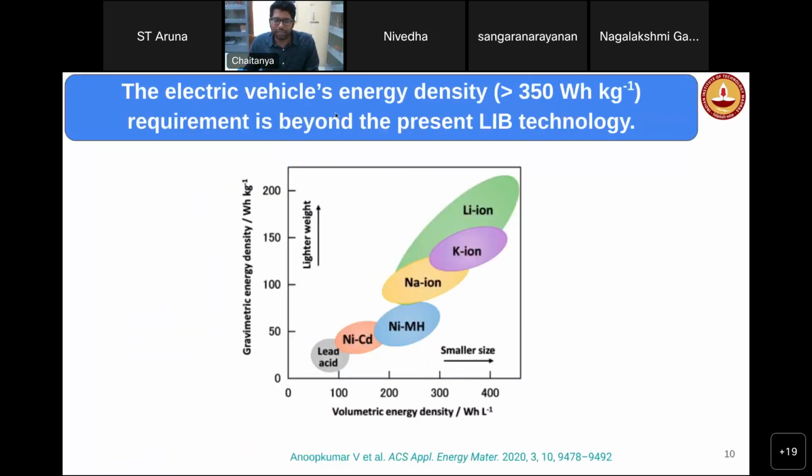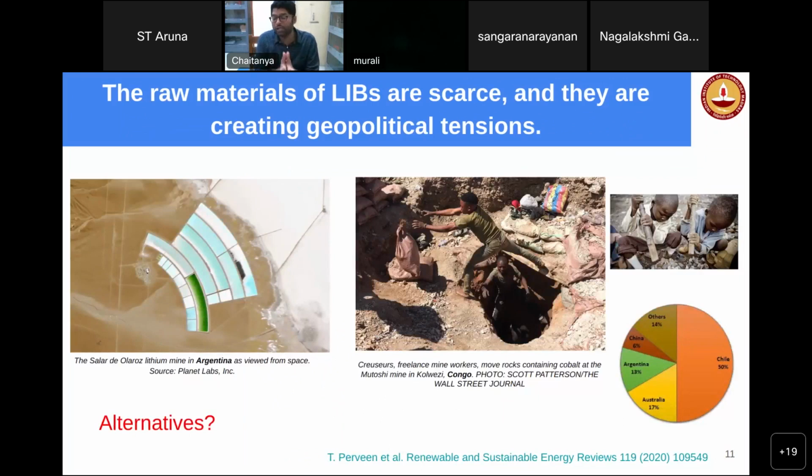The energy density demand for electric vehicles should be more than 350 watt hour per kg, and that is not the current one. There are various kinds of alternative battery technologies that have been proposed to improve this energy density. Some of the alternative technologies include lithium sulfur or lithium air batteries. Apart from that, as I said earlier, there are different kinds of technologies, in the sense that you will not be using lithium, but you can use sodium ion batteries, potassium ion batteries, nickel cadmium, and so on and so forth.